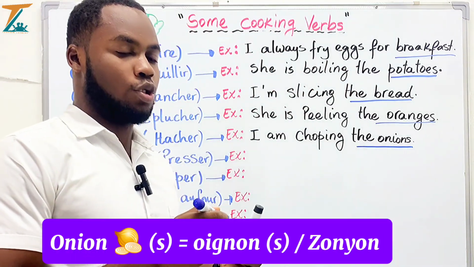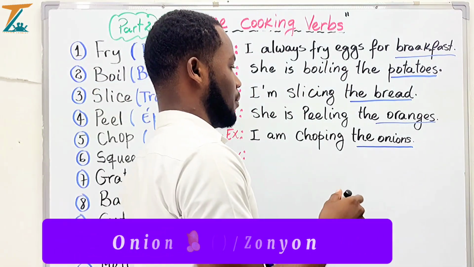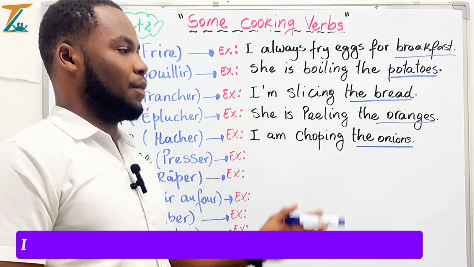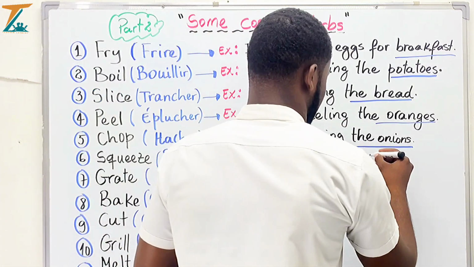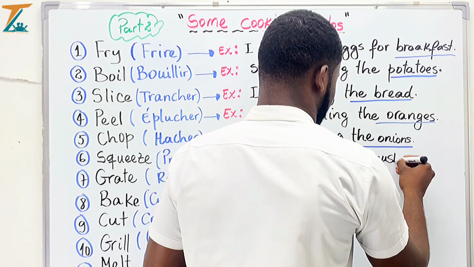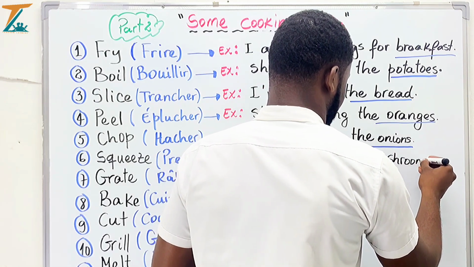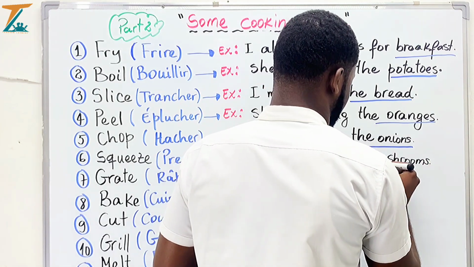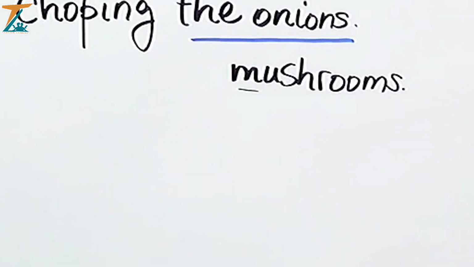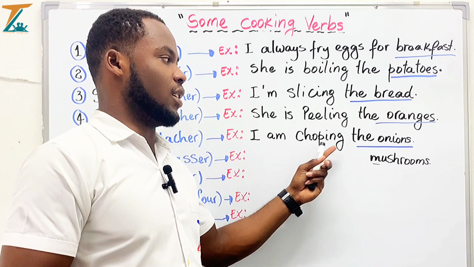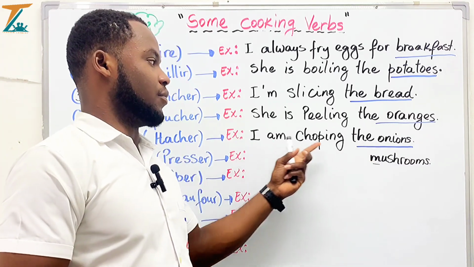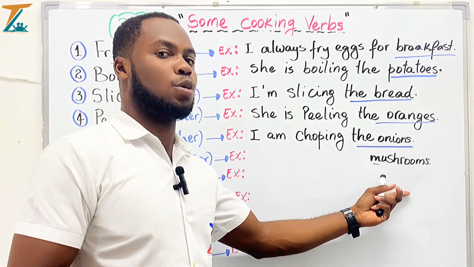We have this word, onions. Onions means zonyon, okay? So it might be another thing. I am chopping the mushrooms, okay? We have this word, mushrooms. Okay? Mushrooms means champignon, okay? Je suis en train d'hacher les champignons. I am chopping the mushrooms.